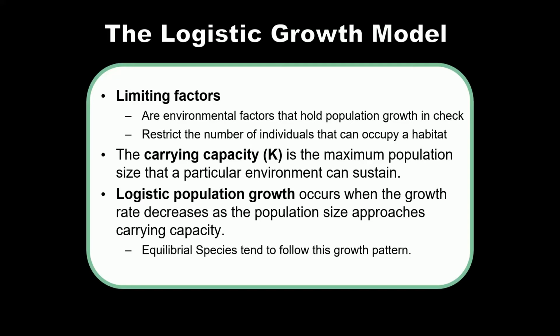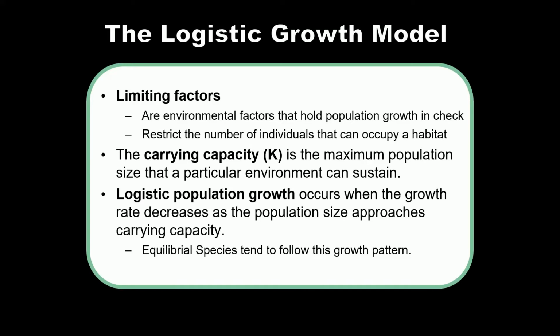Now, when this happens, you don't get the J-shaped growth curve. Instead, the curve moves in the other direction, and what you end up with is an S-shaped growth curve. We call this the logistic population growth model, and this is what equilibrial species will do.